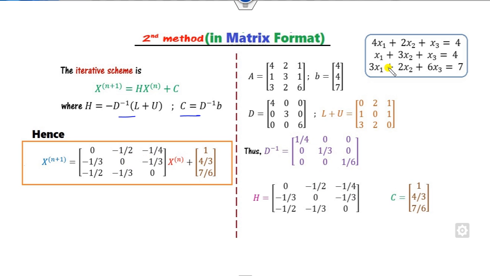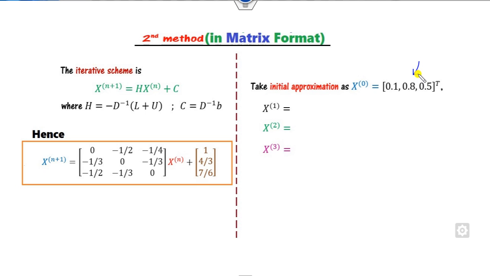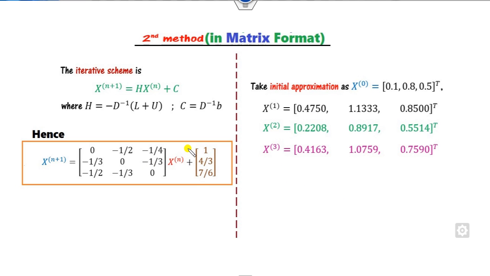Now we can take the initial approximation as given. Substitute this value here in the form of the matrix. Multiply the two matrices, you will get this answer. Similarly, take this, and you will get these two results. Since we need to perform 3 iterations, these are the final answer of this problem.